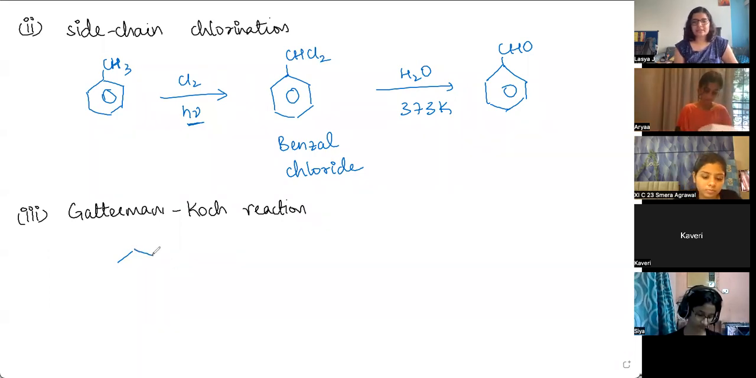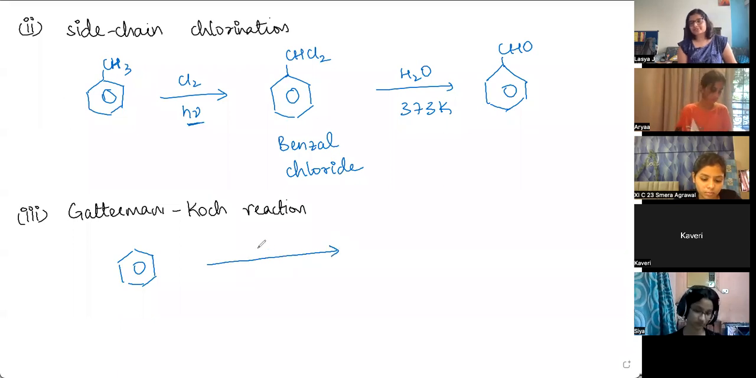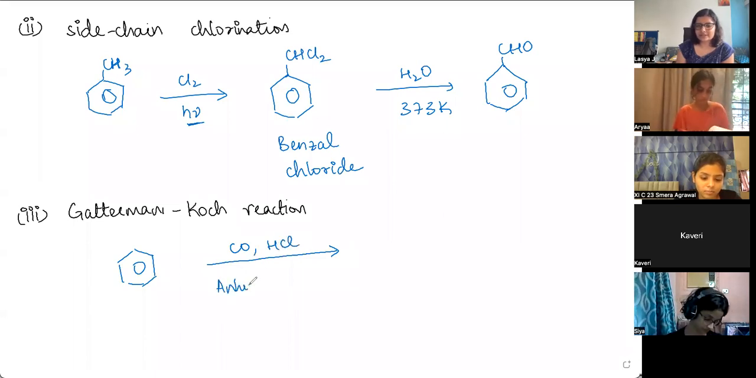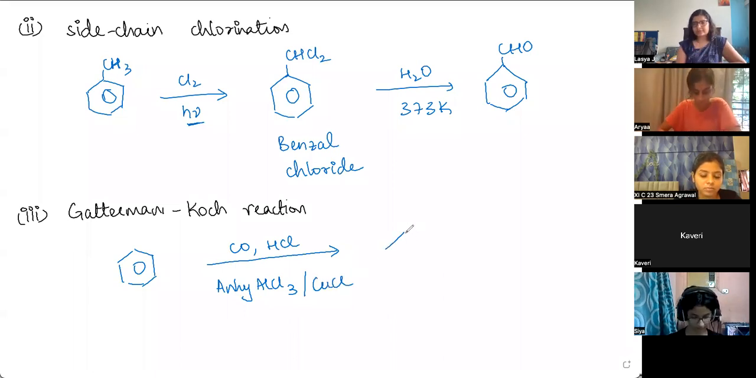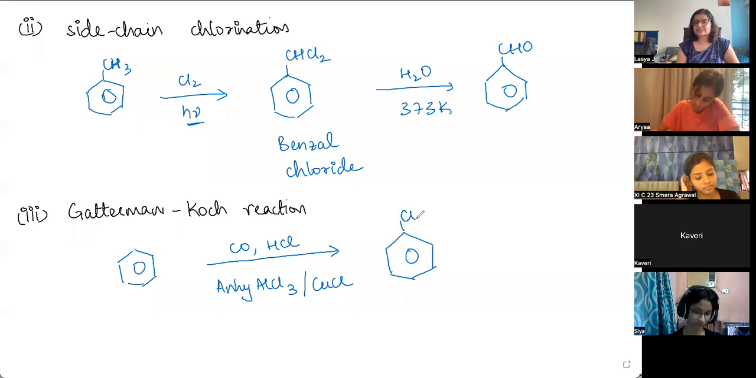Okay, so in this, you start off with benzene. You just need to remember the reagent. So in the presence of CO and HCl, use anhydrous AlCl3, which acts as a Lewis acid, or CuCl. So the CO and H, the hydrogen part, get added to the benzene ring, and this gives you CHO.